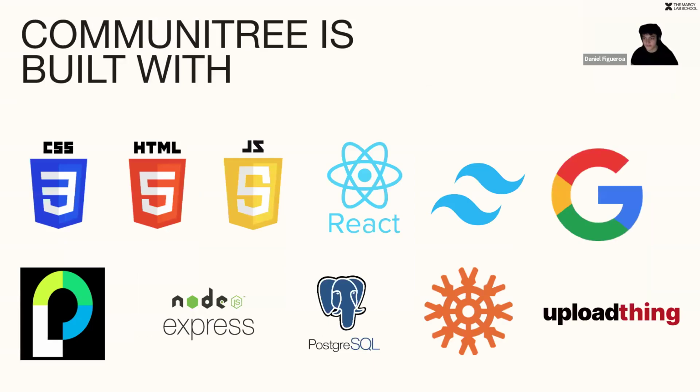Communitree was built using the PERN stack with Tailwind CSS for styling and Passport.js for authentication. We use UploadThing to handle image uploads and Knex.js to access the database. I'll pass it back to Angelica. Thank you.